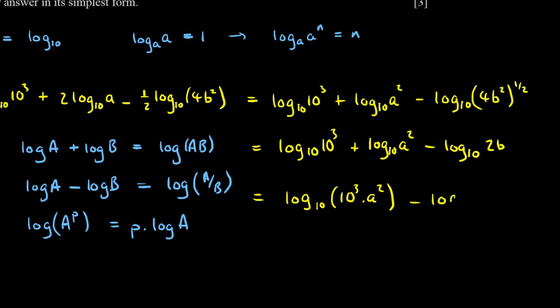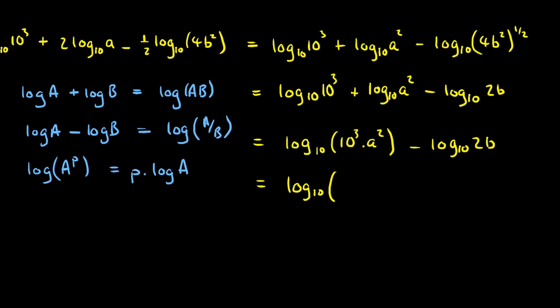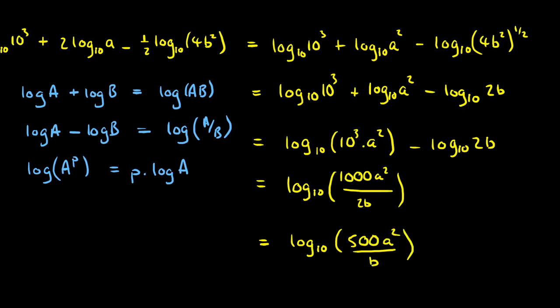And then here what I've got now is log a minus log b. According to the second rule over here, that's equal to log a over b. If I do that, I'm going to have log base 10, bracket, 10 cubed is 1,000, a squared divided by 2b. Of course, I can simplify that as log base 10 of 500 a squared over b. Okay, and so that should be our answer for part A.